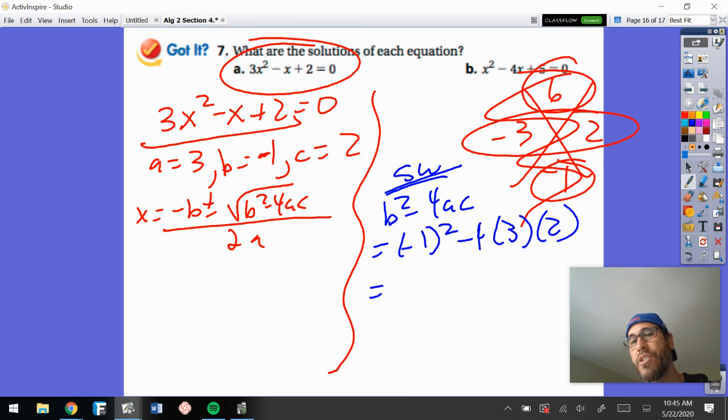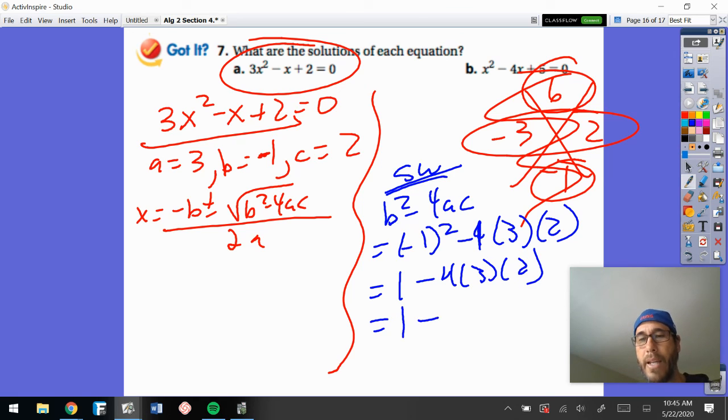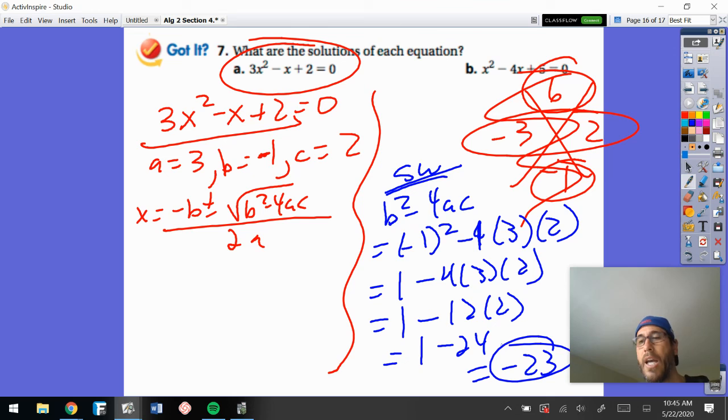And you know what? I probably should have said this ahead of time. And since I didn't, maybe you should do it now. Hit pause and see if we can get the same answer. Okay. Negative 1 squared is 1. That's a 4 right there. Sorry. Minus 4 times 3 times 2. That'd be 1 minus 12 times 2, and that'd be 1 minus 24. That's negative 23. Oh, snap.